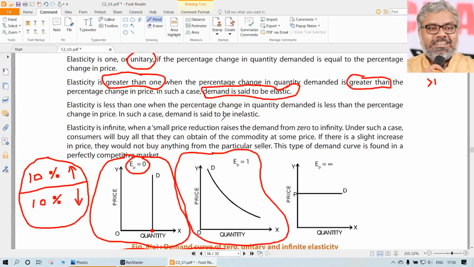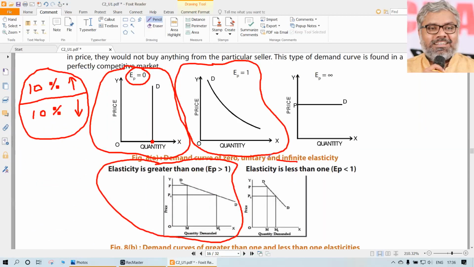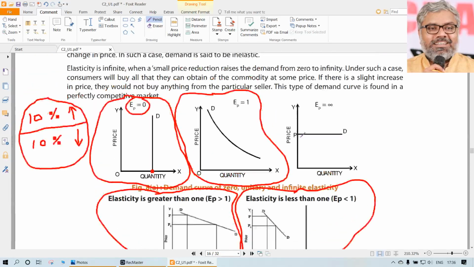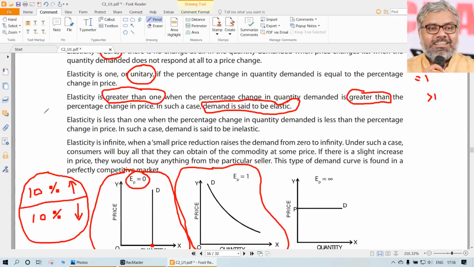That is the third scenario. So what if the elasticity is less than 1? If it is less than 1, that means the numerator is less than the denominator. What does it indicate? It indicates that the percentage change in quantity demanded is less than the percentage change in price. Naturally, in that case, the elasticity of demand is said to be inelastic.